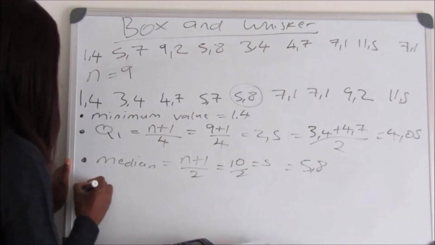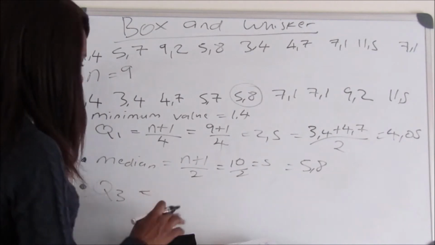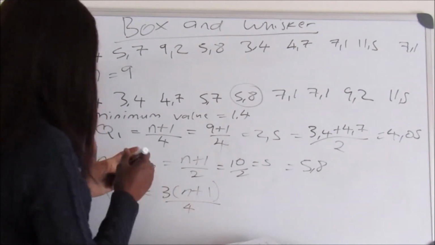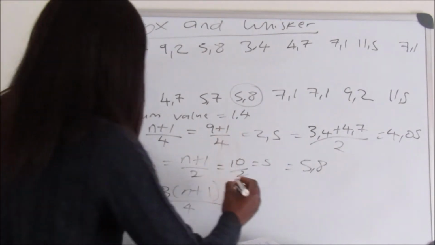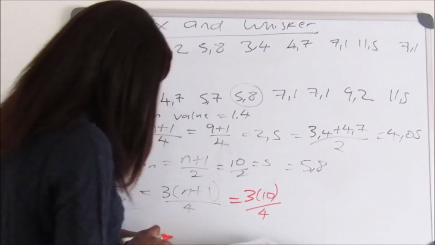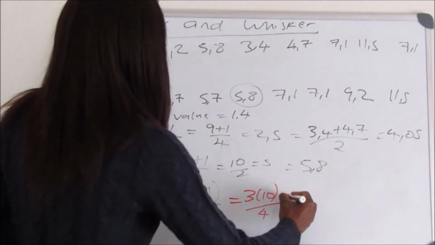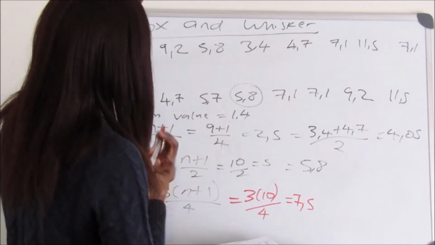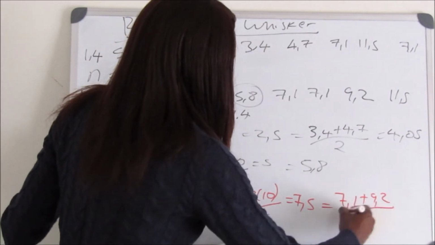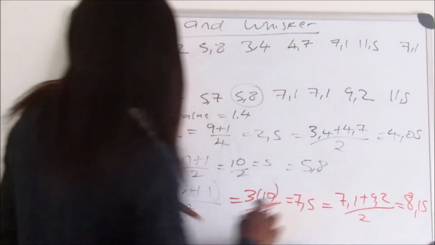Then to find our upper quartile, which is Q3, we use an equation to find its position. It's 3 times n plus 1 divided by 4. Alright guys, this pen is no longer writing nicely, let me just use this other one. Here it will be 3 times 10 divided by 4, which gives us the position of the upper quartile. It will be 30 divided by 4, which is 7.5, so it should be between the 7th and 8th values. Counting 5, 6, 7, and 8, we just add the two, 7.1 plus 9.2 divided by 2, which gives us 8.15. This is our upper quartile.